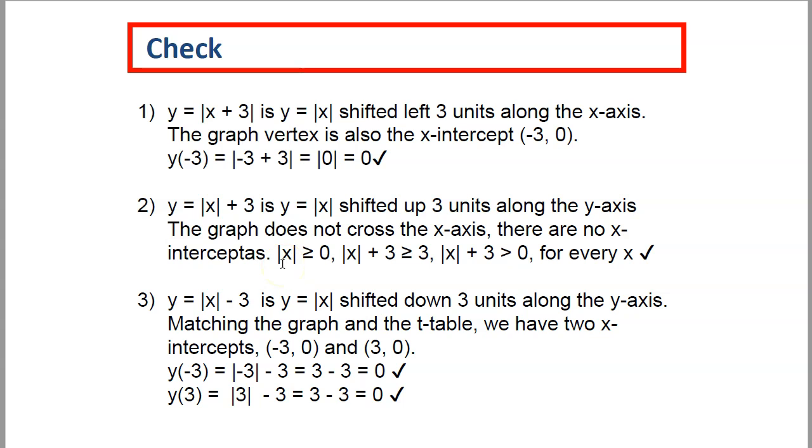The absolute value of x is always greater than or equal to 0. So if I add 3 to both sides, the absolute value of x plus 3 is always greater than or equal to 3. So the absolute value of x plus 3 is certainly greater than 0, no matter what x is. So no x-intercepts. When we look at y equals the absolute value of x minus 3, this is shifted down 3 units. And when we plug our values in, -3 and 3, we get 0 in both cases. So those are our 2 x-intercepts.